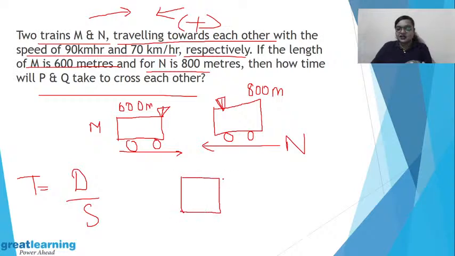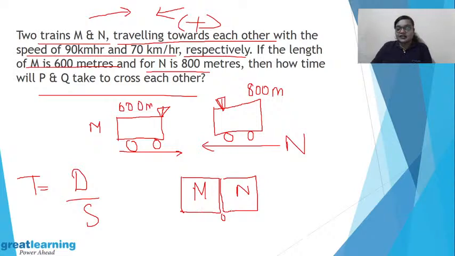When will they start crossing each other? If they are very near to each other, like if this is train M and this is train N, and both are at zero position, this train starting and this train starting, then I can say that they are trying to cross each other.